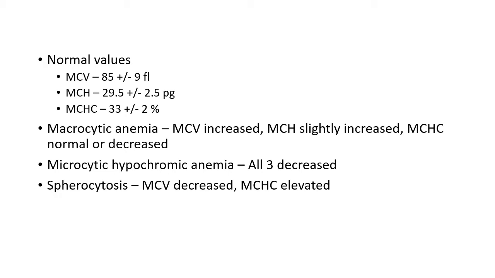In macrocytic anemia, MCV is increased, MCH is slightly increased, and MCHC is normal or decreased. Whereas in microcytic hypochromic anemia, all the three are decreased. In the condition of spherocytosis, MCV is decreased, but MCHC is elevated. And remember, spherocytosis is the only condition where MCHC is elevated. In most other conditions, it is decreased.